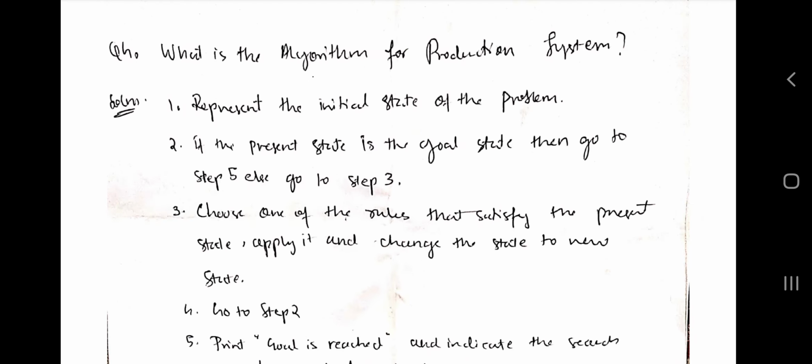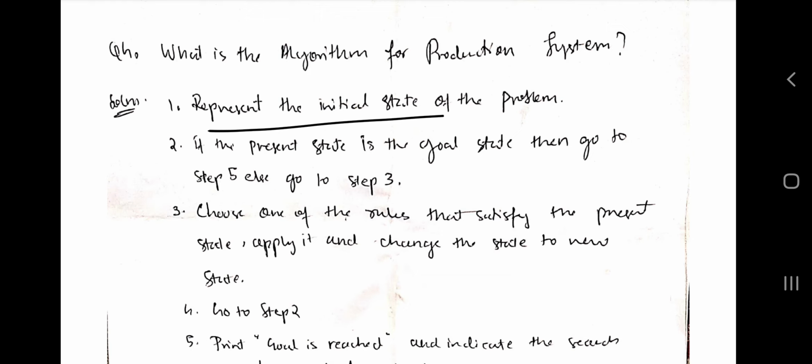Next, we have the algorithm for the production system. The algorithm is also very simple. In this module, all the answers are the same: you start, you do some process, you get the result. Just remember these three keywords: start, process, end. That's all. Here also it's the same thing.